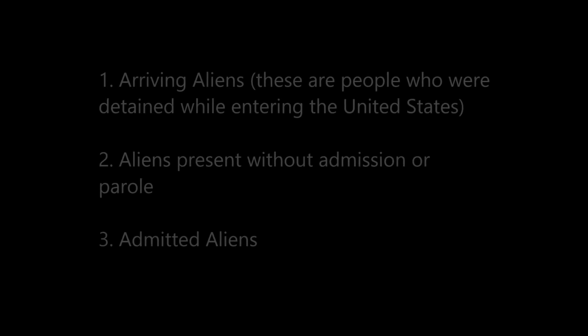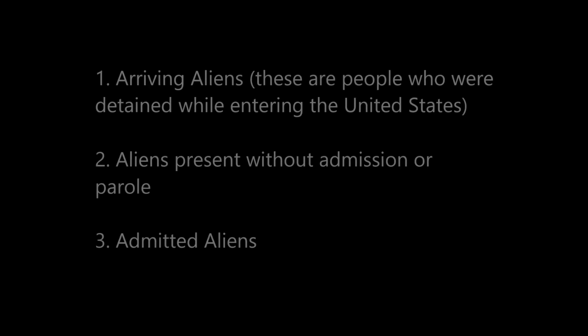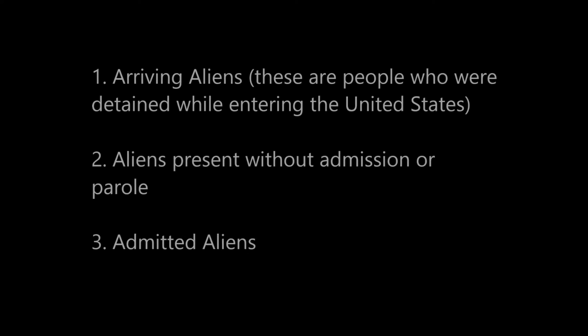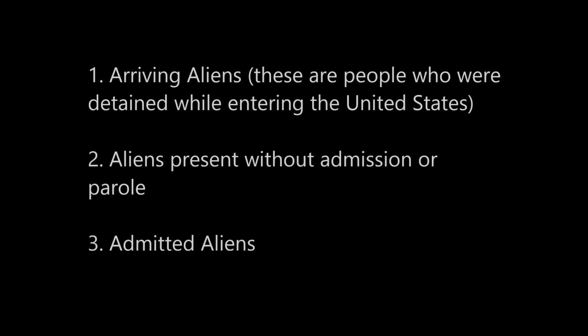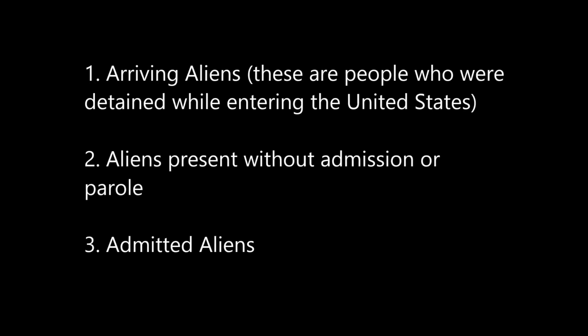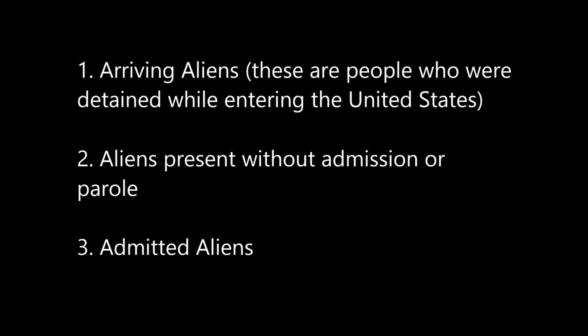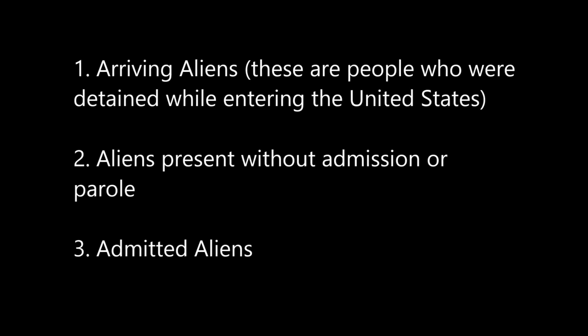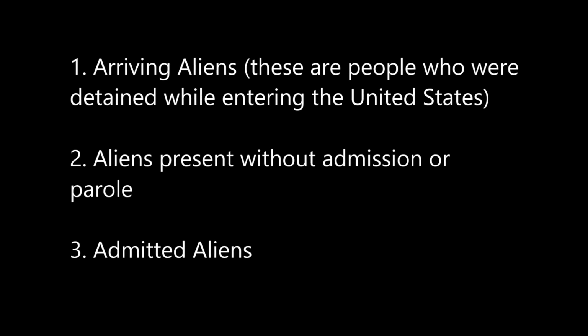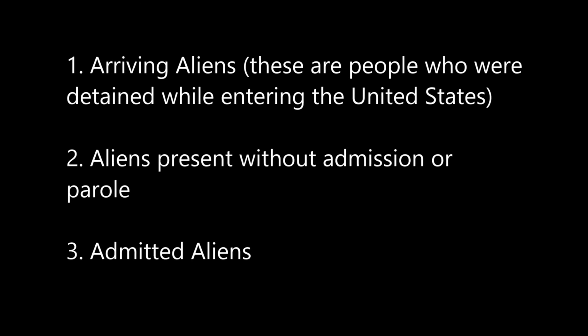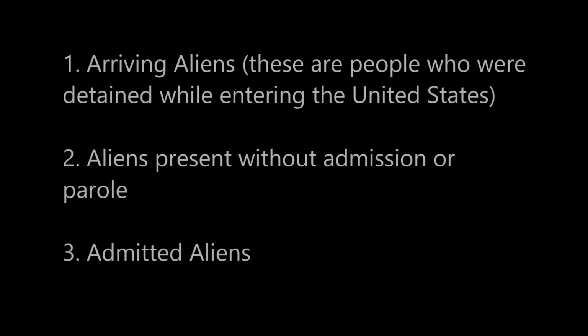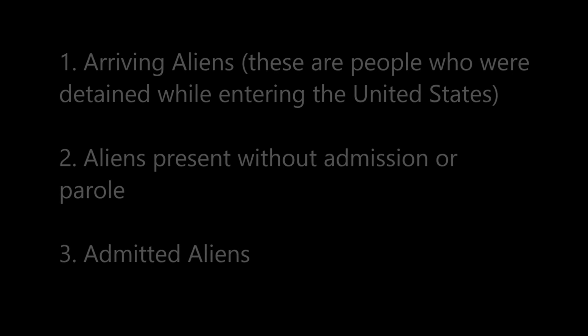I can only speak for my case, but I'm going to try to touch base on a lot of other different cases. So there are three ways, like I said. They're arriving aliens, which have been caught at the border, usually. There are aliens present without admission, which means they have been caught here in the U.S. and were unable to present their documents. So they were caught and given a case. And then there are admitted aliens who have stayed beyond the term that they have agreed to stay with the government. So those are the three types.